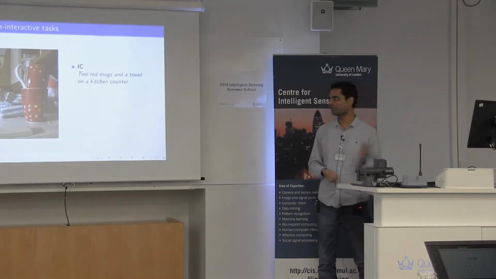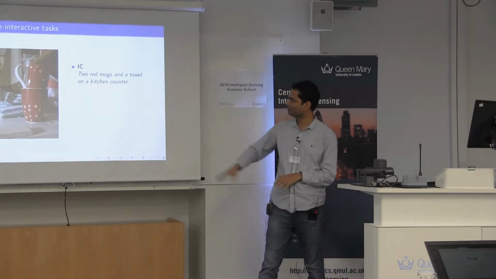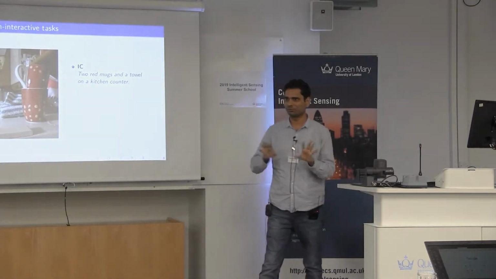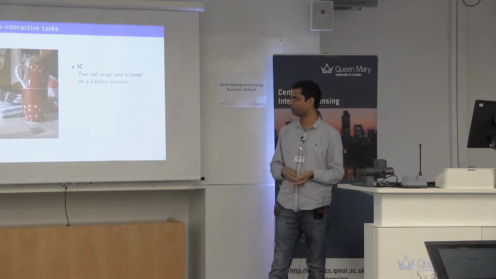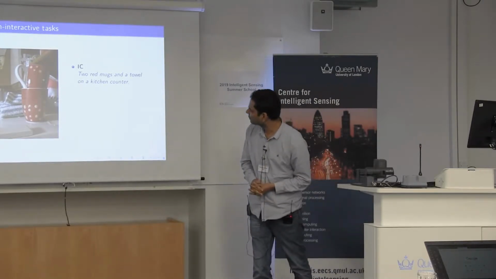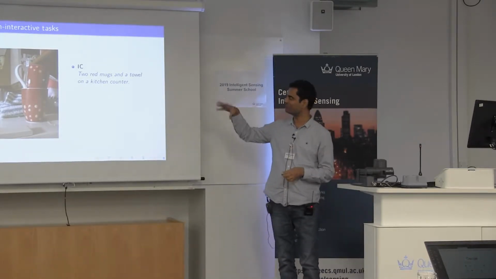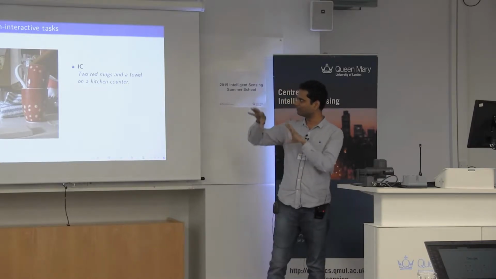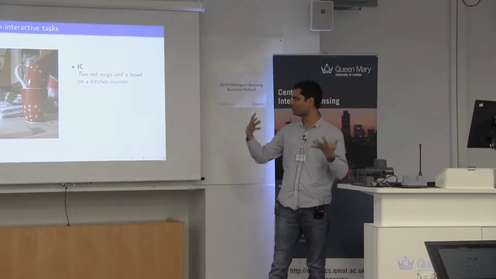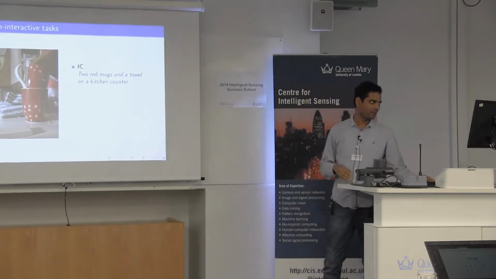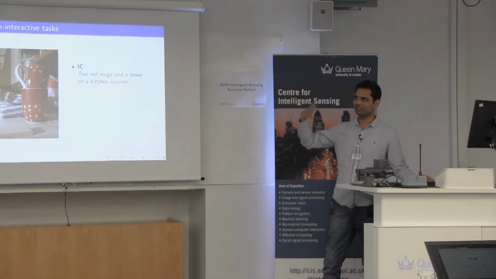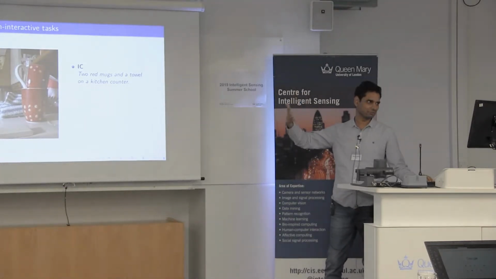So what is image captioning? Basically, you are given an image and you have to produce a caption for that image. For example, in this image you can produce different captions. One of the possible captions is: two red mugs and a towel on the kitchen counter. For image captioning, if you can get the objects and some scene information, you can produce these captions. So this requires only higher-level information to understand the image.